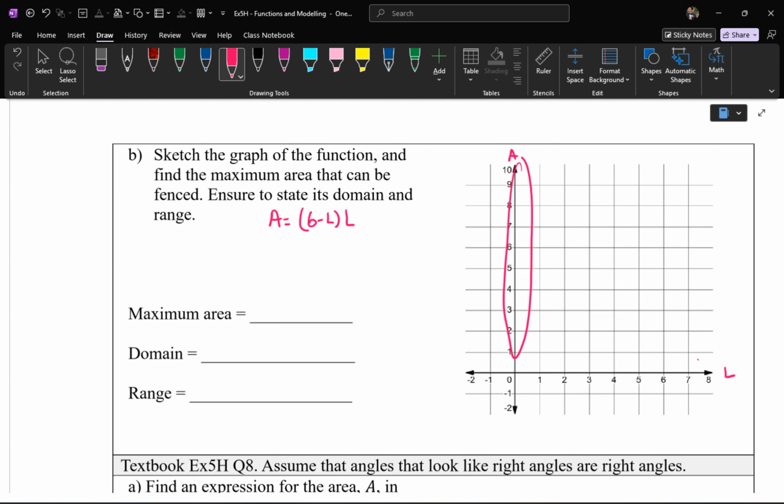Length cannot be negative. You can only have this right half. So when you're sketching it, if you type this on your calculator, you'll likely go all the way across. You need to make sure it sits within the first quadrant. So here we go. Let's type it up.